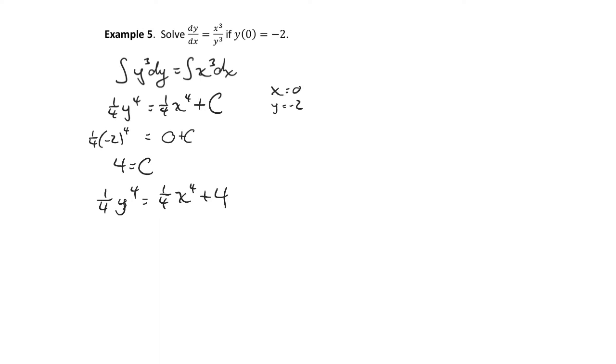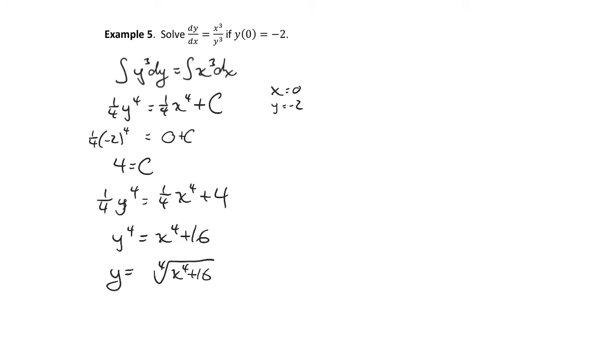Multiply both sides by 4, we get y to the 4th equals x to the 4th plus 16. And here's where we've got to be careful. I'm going to take the 4th root. Now, there are 2 4th roots that we have to worry about. There is what we call the principal 4th root, which is the positive, and then there's the opposite of that. Which do we want? The mystery abounds. So we will get the 4th root of x to the 4th plus 16.